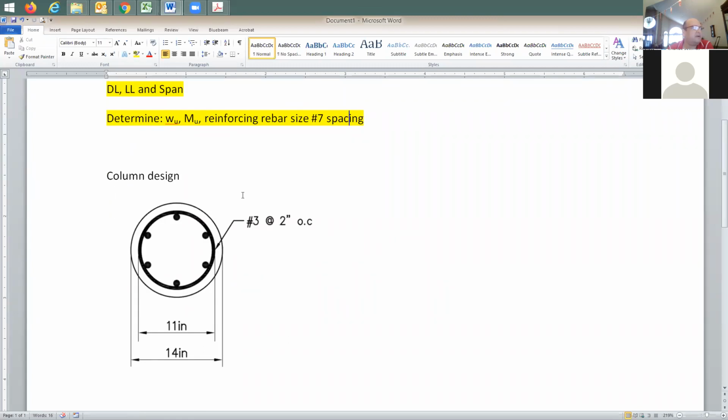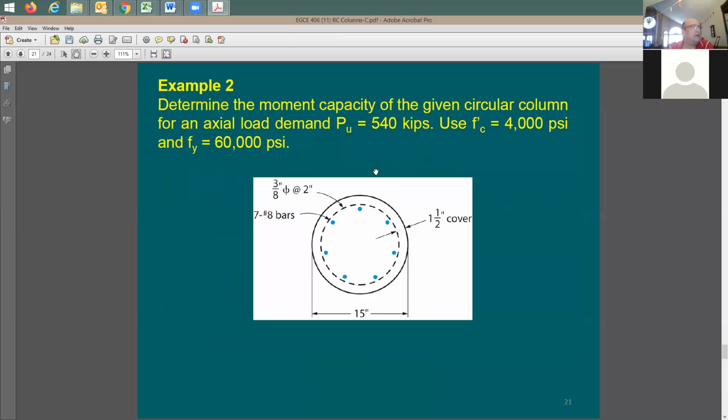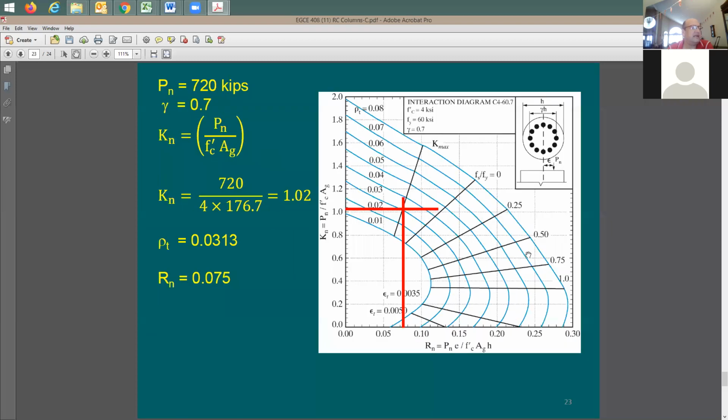Second problem is going to be about the column design. So the column design is going to be one of the spiral columns. This is going to be in slide set number 11 if you'd like to go back to it. For this spiral column, we have very good example number 2, and it shows you exactly how to use this interaction diagram between axial load and moment on a round column like this.